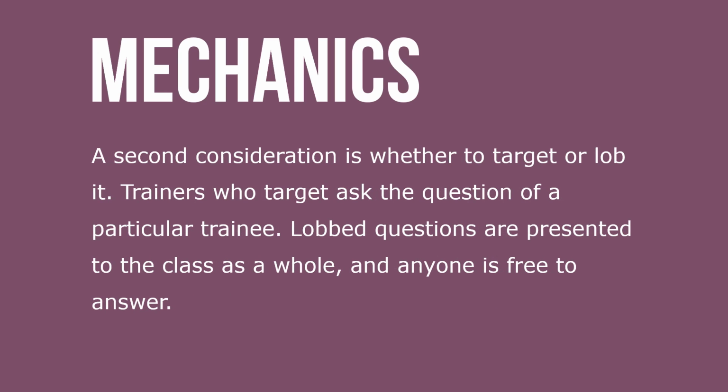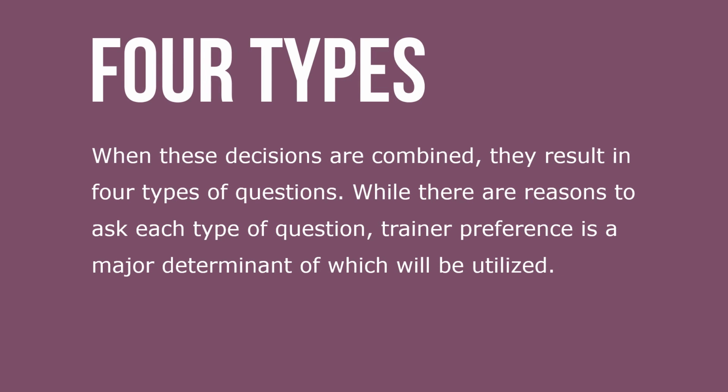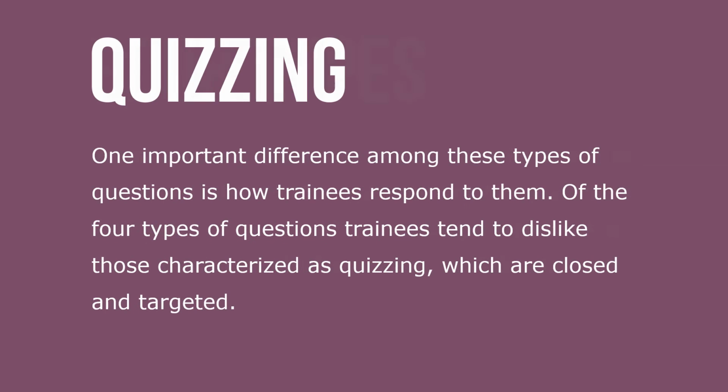A second consideration is whether to target or lob it. Trainers want to target questions in terms of a particular trainee. Lobbed questions are presented to the class as a whole, and anyone is free to answer. When these decisions are combined, they result in 4 types of questions. While there are reasons to ask each type of question, trainer preference is a major determinant of which will be utilized. One important difference among these types of questions is how trainees respond to them.